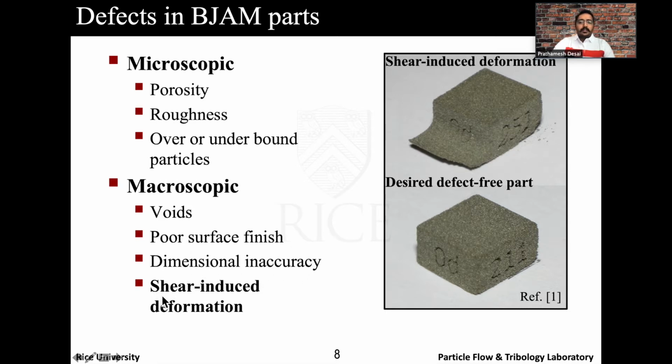And in particular, the focus of this talk is shear induced deformation, which is shown on the right here. On the upper right, you see a part, a simple cuboid in this case, which was 3D printed using a commercial BJAM printer, and it resulted in a shear induced deformation at the lower plane of the cuboid. Now the desired defect-free part looks something like this, and just by changing the spreader speed parameter, we were able to move from a defective part to a defect-free part. And during the talk, I'll elaborate on how we can achieve this using a computer model to predict this before we actually print a part.